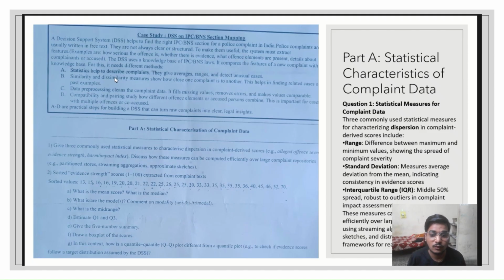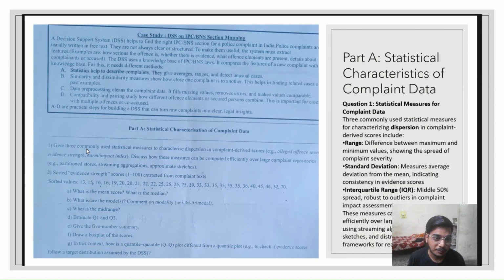Here we will work over three parts. Part A will deal with the statistical characterization of complaint data. In part B, we will discuss similarity and dissimilarity measures. In part C, we will talk about data pre-processing, which cleans the complaint data. It fills the missing values, removes errors, and makes the values comparable. So let us start with part A.